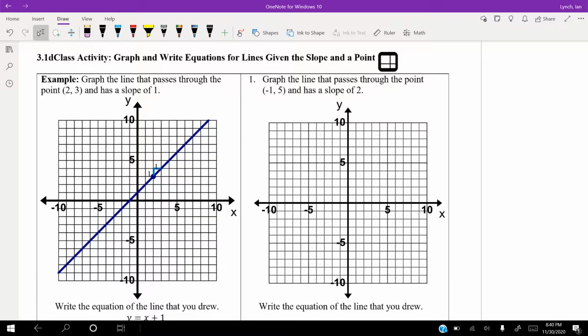Alright guys, it's Mr. Lynch coming back at you with another great math lesson. This time, lesson 3.1D, graph and write equations for lines given the slope and a point.